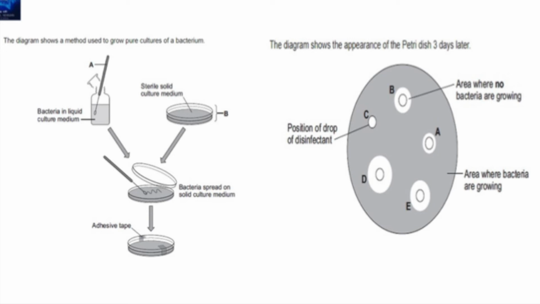Right. After the culture has been prepared, the student added 1 drop of 5 disinfectants, that's A to E, onto the culture. The diagram shows the appearance of the petri dish 3 days later. So you can see in the picture, each one's labelled and each one's got a different sized zone of inhibition, okay? These are areas on the agar jelly where no bacteria are growing. Why? Because the disinfectant is there. And the disinfectant isn't allowing any of the bacteria to grow. So it's either preventing its growth, or it's killed it.